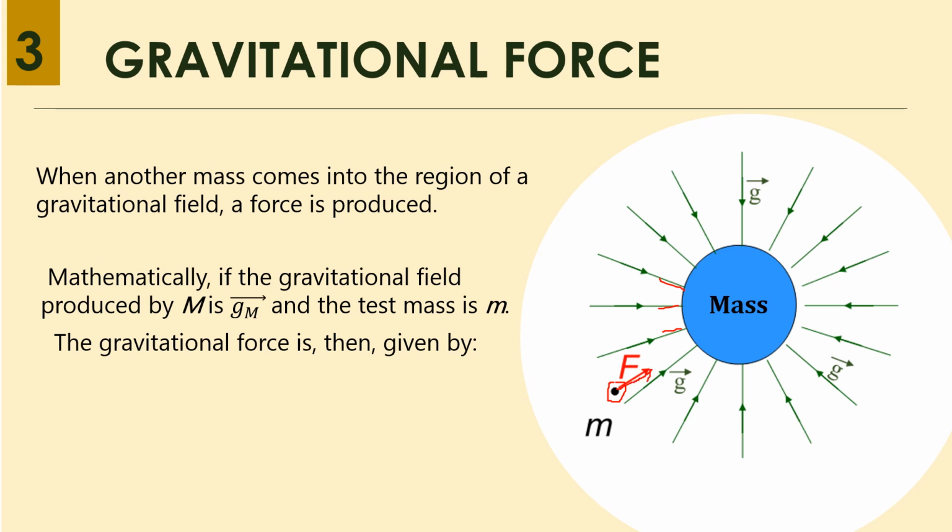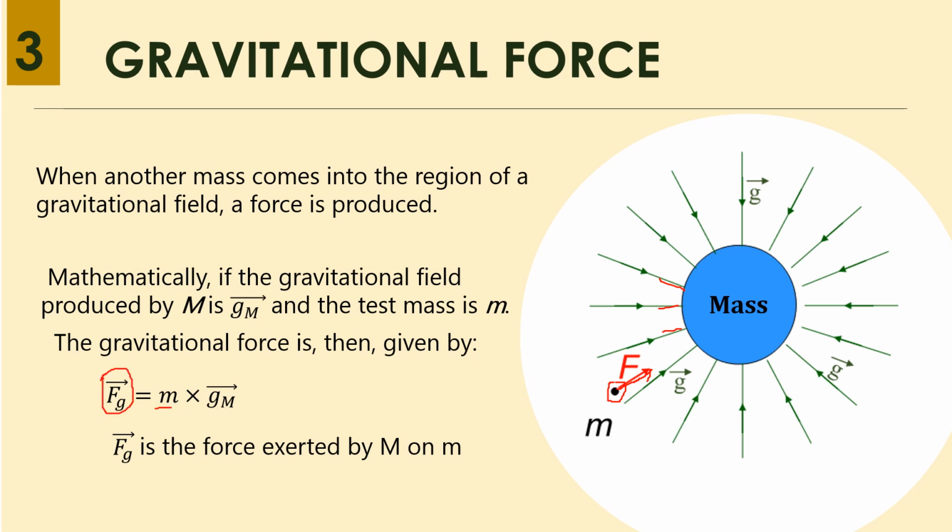Now how can we calculate that force? It's simply given by the equation: gravitational force equals mass times gravity produced by the capital M. So small m is the test mass, capital M is the mass that produced the field in the first place. I'm going to erase these just to keep it neat. Fg is the force exerted by capital M on small m. By this, we were able to explain the origin of the field force, which is known as gravitational force.